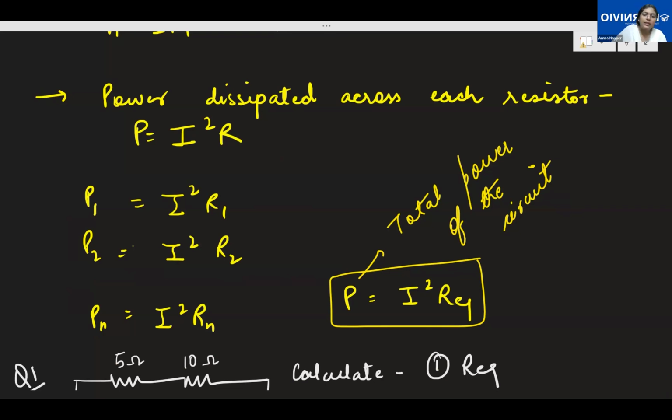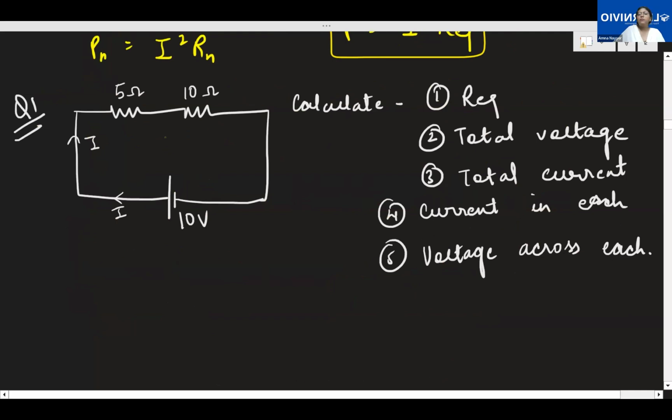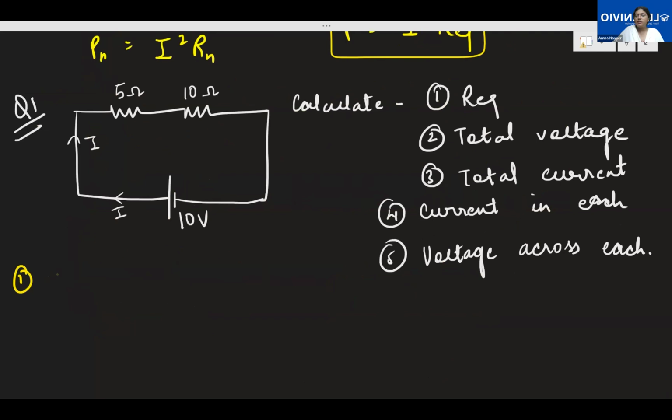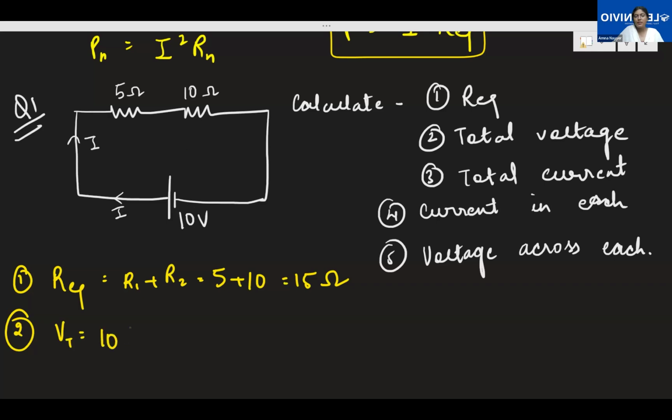Okay. Look at this question. 5 ohm and 10 ohm are connected in series. If we talk about the R equivalent, since they are connected in series, R equivalent will simply be R1 plus R2, that is equal to 5 plus 10, which is 15 ohm. Okay. Total voltage, which is present in the circuit, is the one which is given. That is 10 volt.